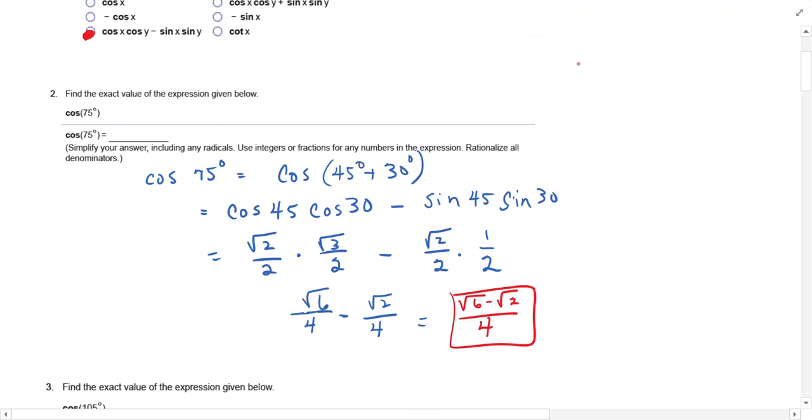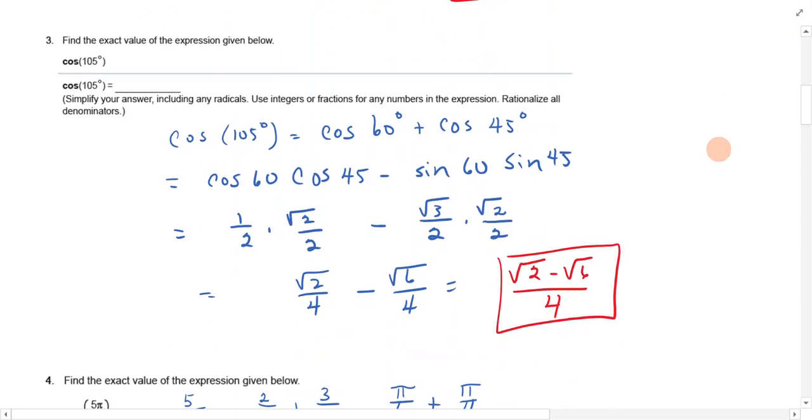Cosine of 75, that's not one we know, but we know that 45 and 30 add up to 75. So cosine 45, cosine 30, minus sine 45, sine 30. Square root of 2 over 2 times square root of 3 over 2 minus square root of 2 over 2 times 1/2. We get square root of 6 minus the square root of 2 over 4.